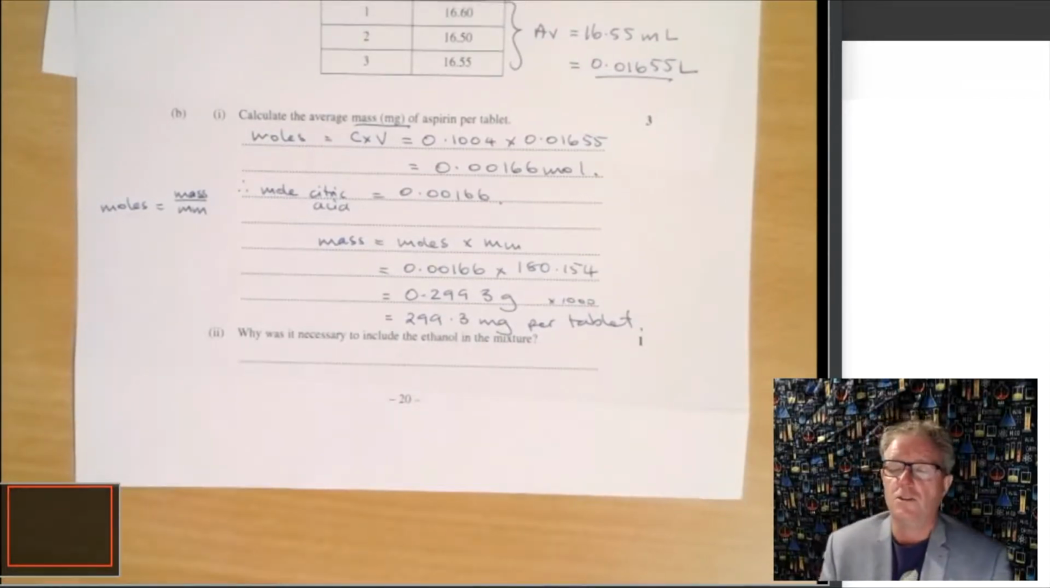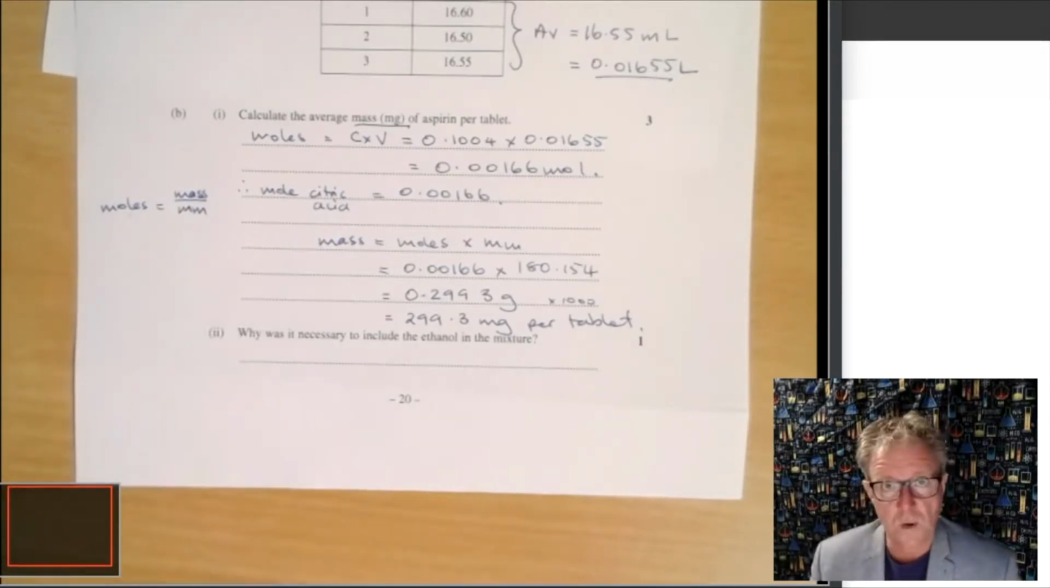Okay, because there's no point in doing a titration and trying to find out how much aspirin's present if not all of it dissolves in solution so that it can react with the sodium hydroxide. So that's what they're expecting you to say for that 1 mark there.